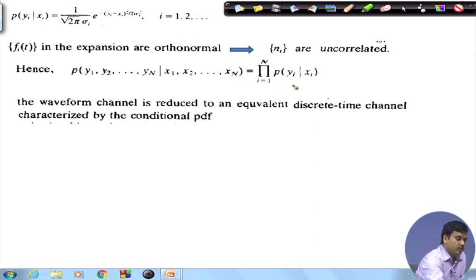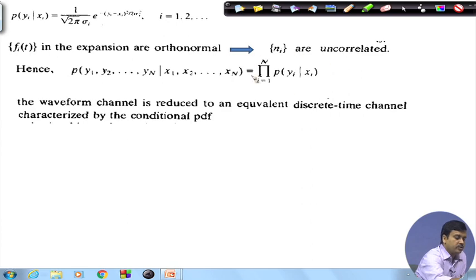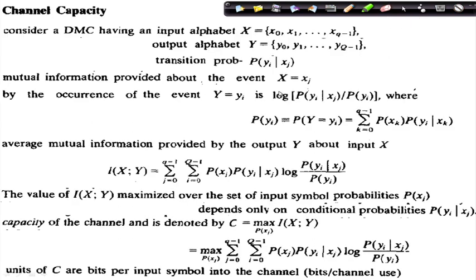So, since we know this expression already, 1 over root 2 pi sigma_n e to the power of minus (r_k minus s_mk) squared by N naught, this is what we use. So, now you are going to use all these corresponding expressions, you are going to get a product of them, and hence you will be able to compute the necessary things.